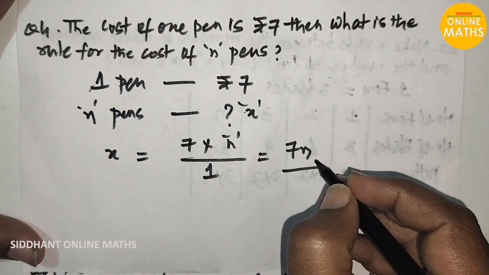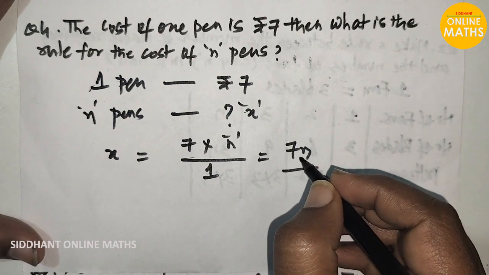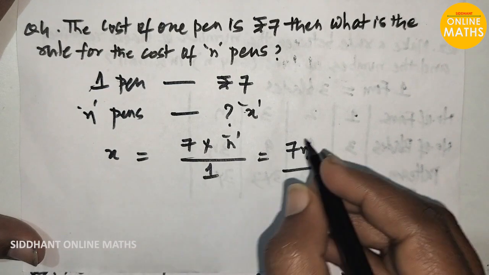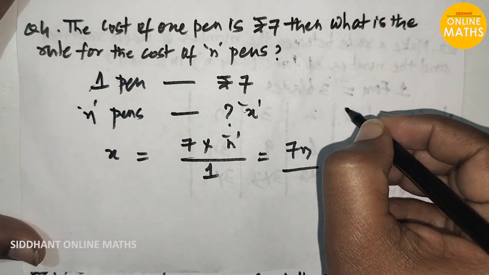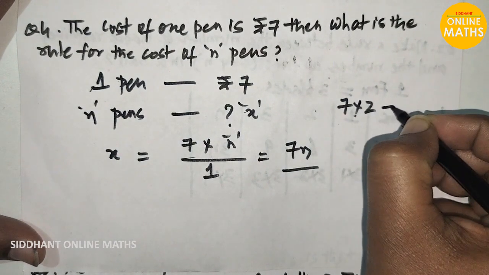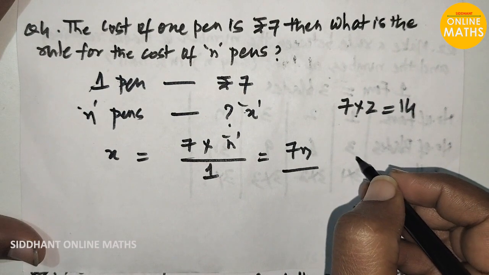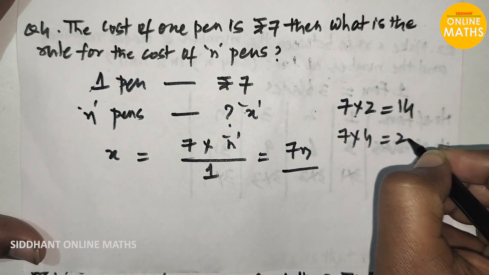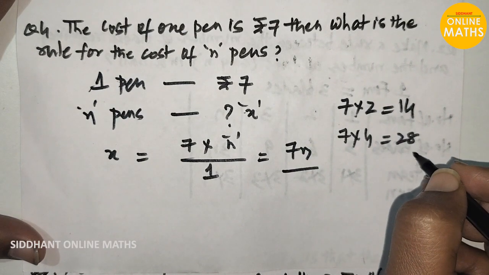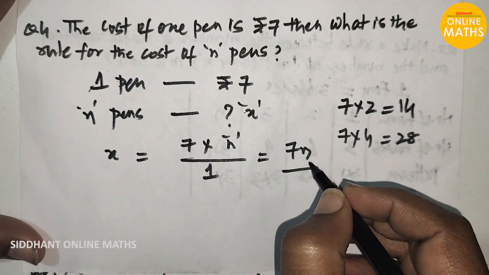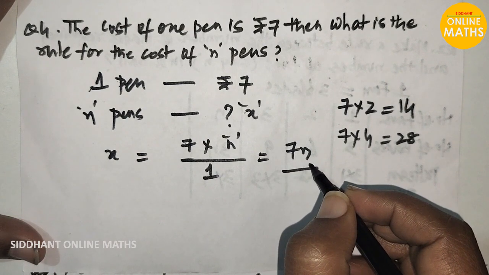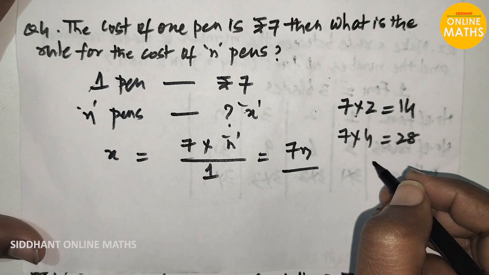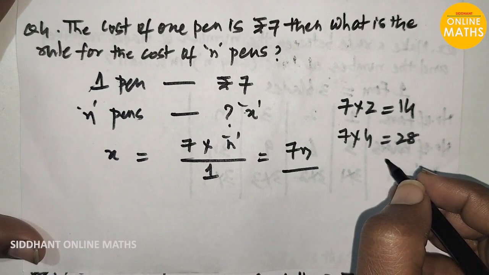If the number of pens are n, then the pattern will be 7 into n. Suppose you are going to buy 2 pens, then what is the cost of 2 pens? Means 7 into 2, that will be 14. If you are going to see 4 pens, then 7 into 4, that will be 28. So this will be the cost of 4 pens. So in the same way, any number, when you are going to input in place of n here and multiply by 7, then you get the answer. That means the cost of number of pens here.